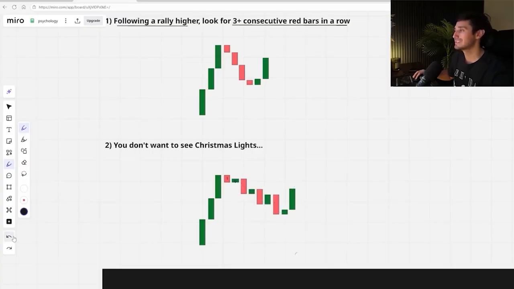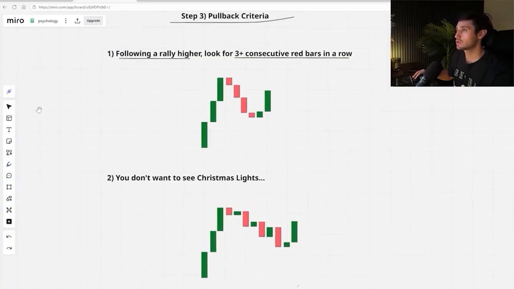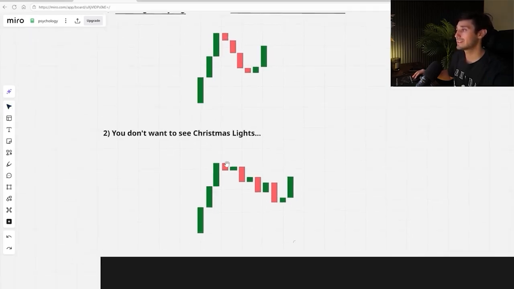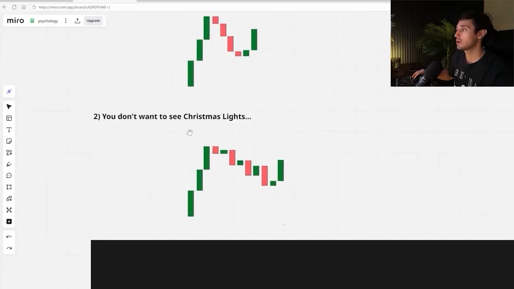You want there to be clear selling. You just want the sellers to be taking profits before the next move up. You don't want selling and then a little bit of buying and then selling and then buying and then selling and then buying. You don't want Christmas lights, because these layered buyers could actually put sell pressure on this stock as it's moving up, where as it's moving up, these buyers sell, then these buyers sell, and then all of a sudden you have a really choppy next move higher. You don't want that. You want 3 or more consecutive red bars in a row. You don't want Christmas lights.